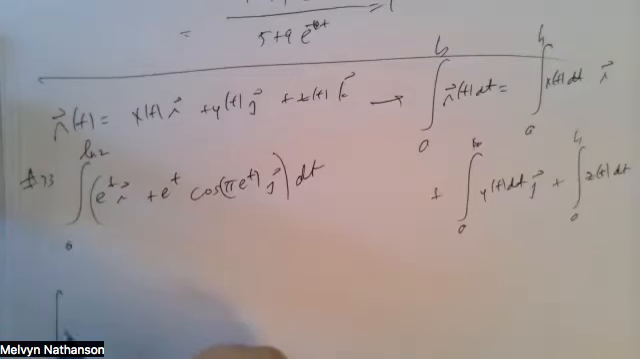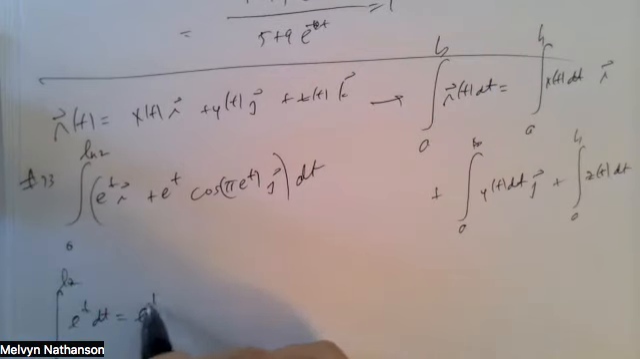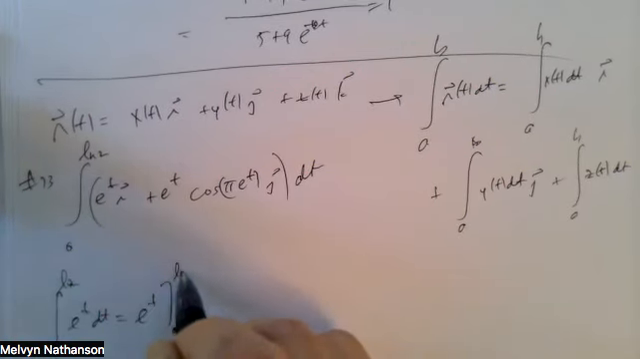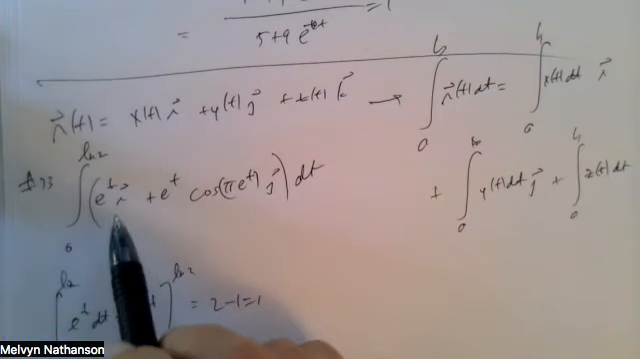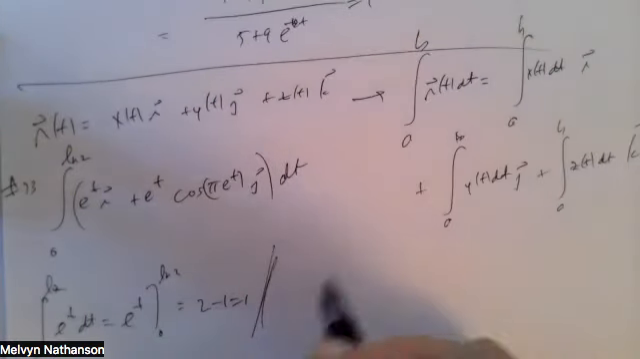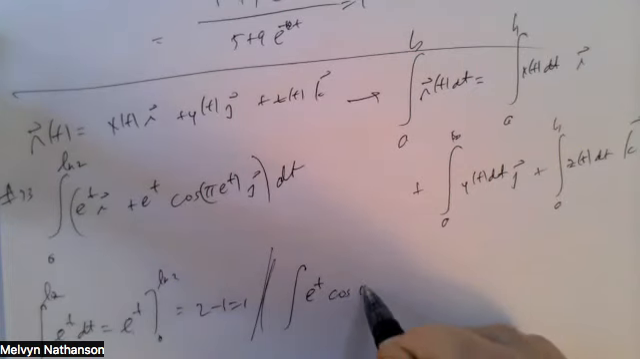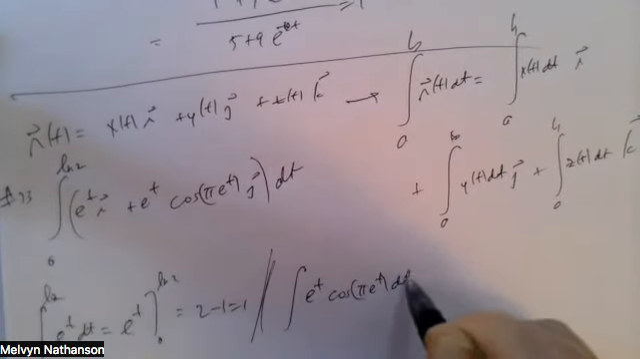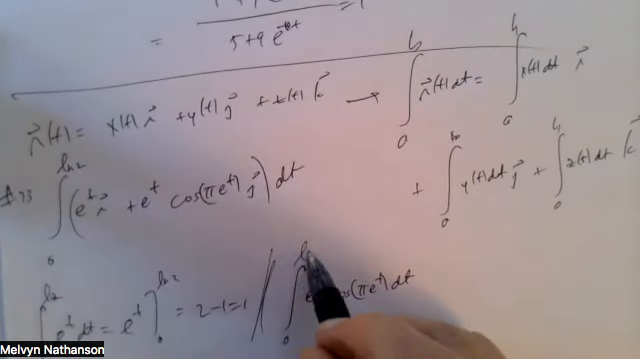So the integral of e to the t dt from 0 to log 2 is e to the t evaluated from 0 to log 2. E to the log 2 is 2, e to the 0 is 1. So this first integral will give you 1. The second integral looks a little harder. You have the integral of e to the t cosine of pi e to the t dt from 0 to log 2.